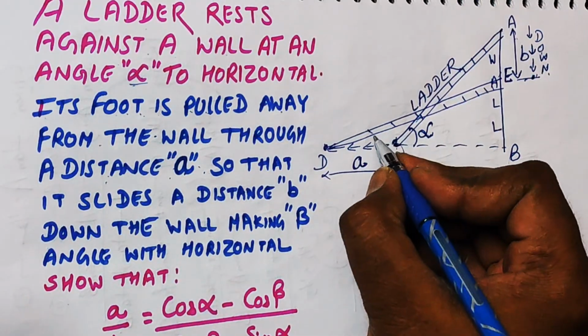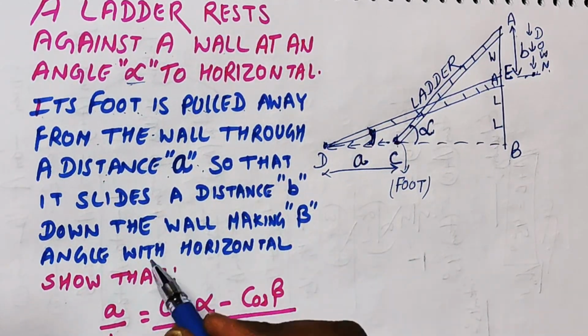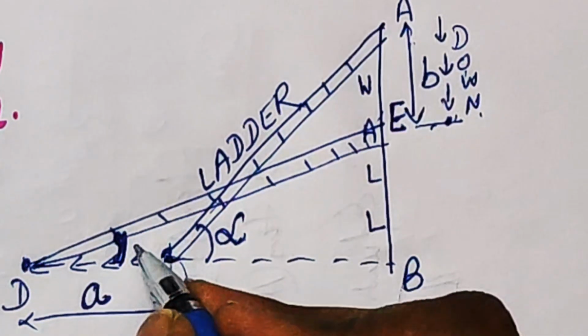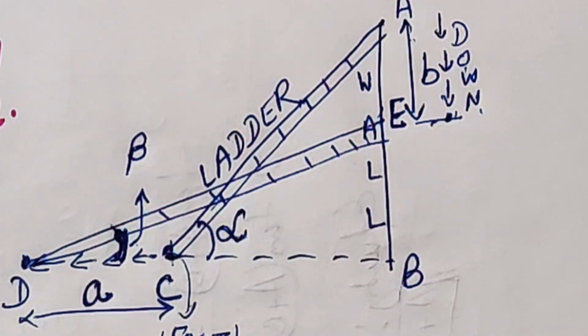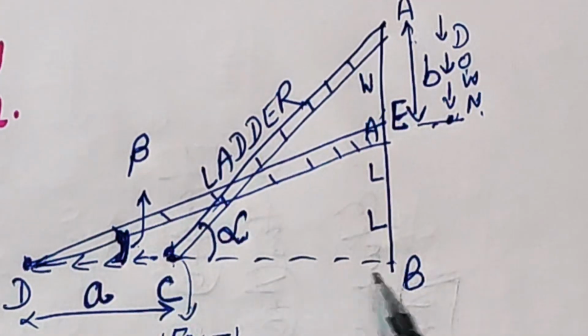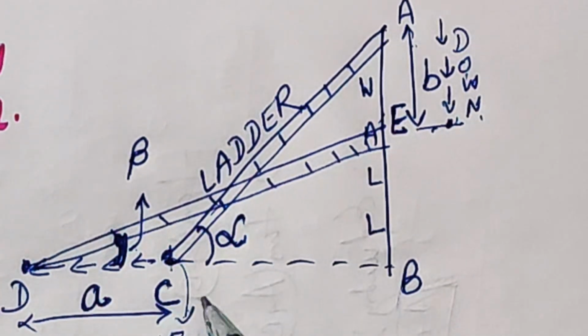Now on the wall, the ladder is resting with one end at E and on the ground at D. And what is the angle it makes after sliding? The angle it makes with the ground is beta. So I have shown it over here. So this is all the question data which is given.